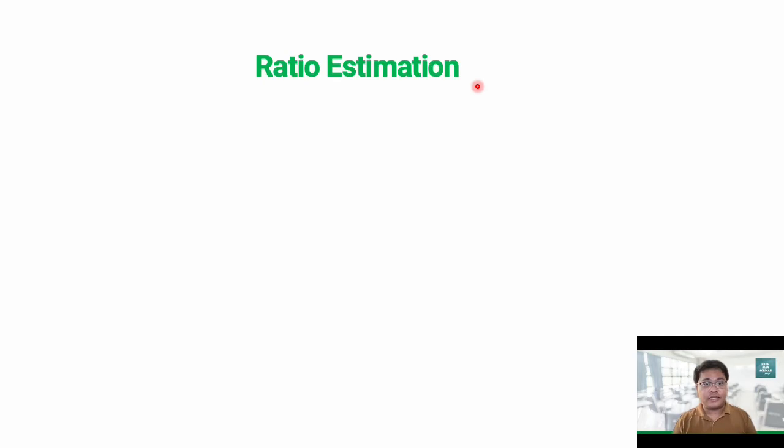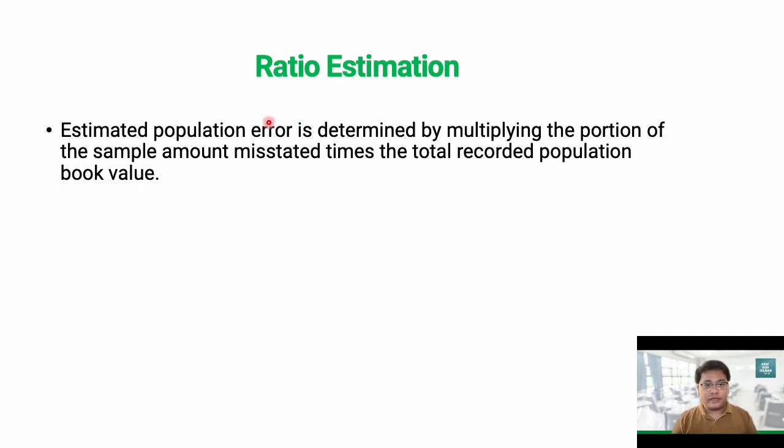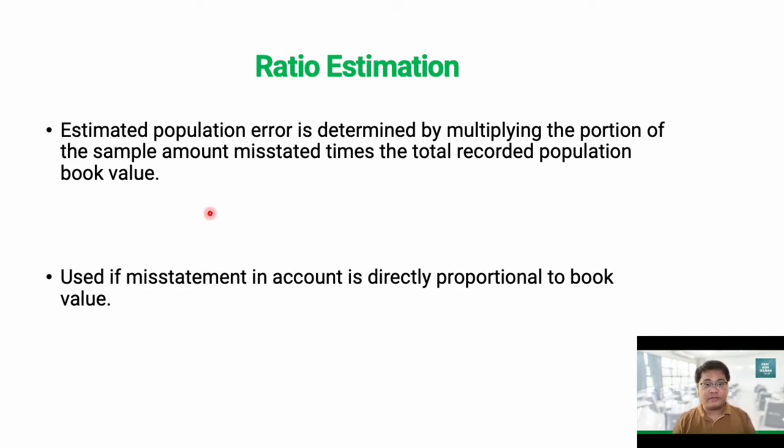So under ratio estimation, the estimated population error is determined by multiplying the proportion of the sample amount misstated by the total recorded population book value. So this ratio estimation is used if the misstatement in the account is proportional to the book value, unlike in difference estimation. So earlier, when we discussed difference estimation, regardless of the amount, the misstatement remained within a particular range.